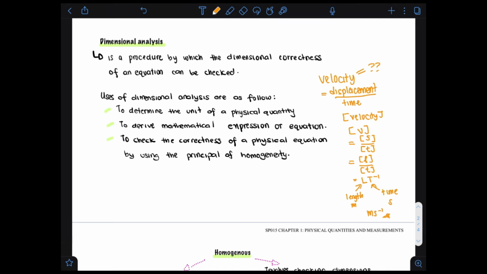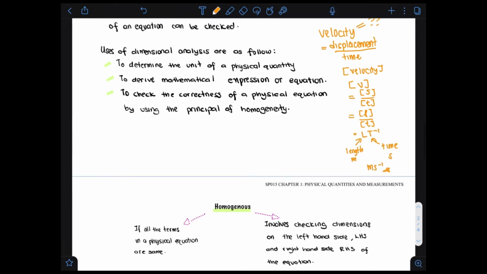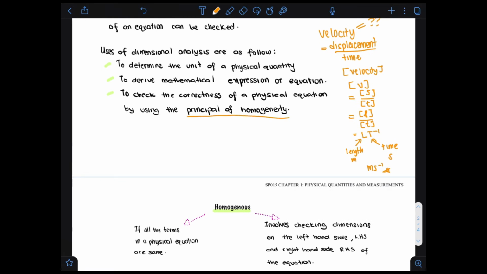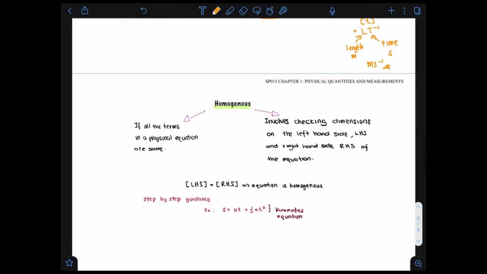Alright, next we are going to look at to check the correctness of physical quantities by using the principle of homogeneity. Okay, ini yang paling banyak lah kita guna. Okay, usually kita guna dimensional analysis is to check the homogeneity of a equation. Maksudnya kita nak tengok sesuatu equation itu correct or wrong. Kita nak tahu dia betul ataupun salah. So we use the principle of homogeneity to check the correctness of the physical equation here. Alright, so before we look at the principle of homogeneity, kita faham dulu apa maksud homogeneity, which come from kata dasar dia homogeneous.